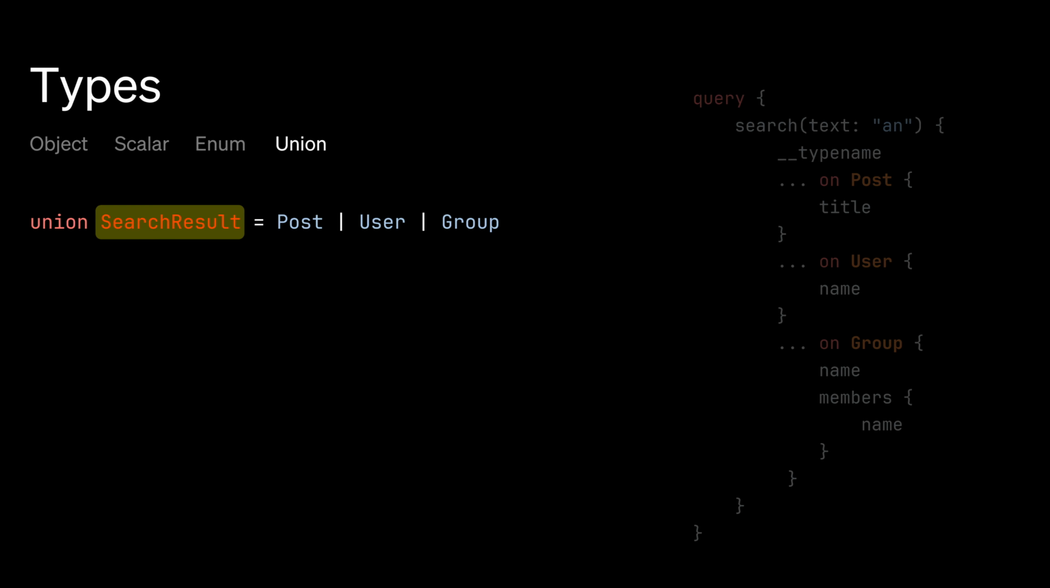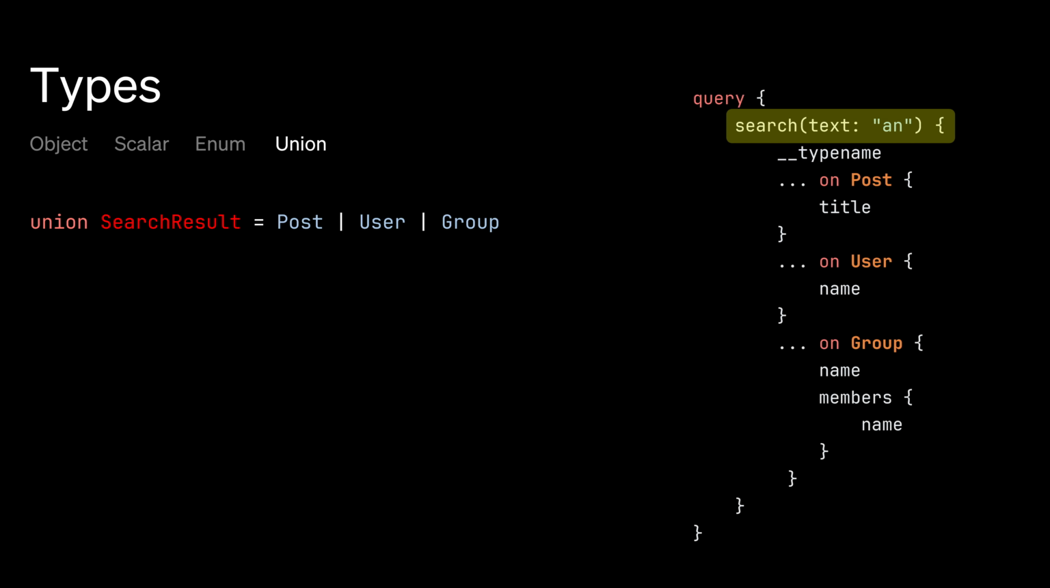A search result may either be a post, a user, or a group. It makes sense to use a union in this case because you're doing a search and you're expecting a couple of different objects back. You don't know exactly which, which is fine. So let's look at the query.